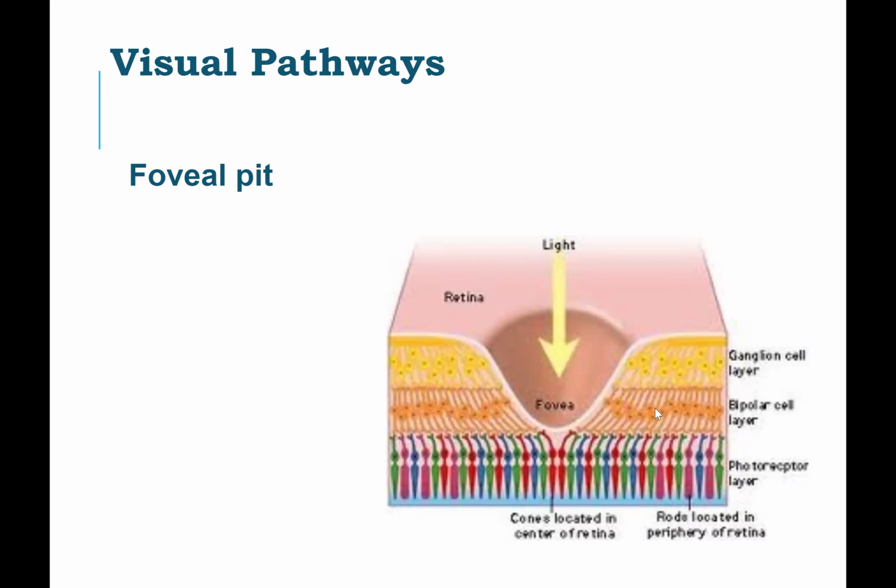So you take all these cells and then push them aside in order for the light to directly hit the photoreceptors, the cones that are located at the foveal location, so the light is not scattered. Does that make sense? So you don't want to lose the high resolution information of the light by scattering it, and that's why there's a foveal dip or a pit.